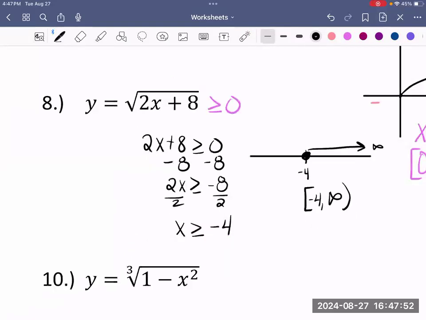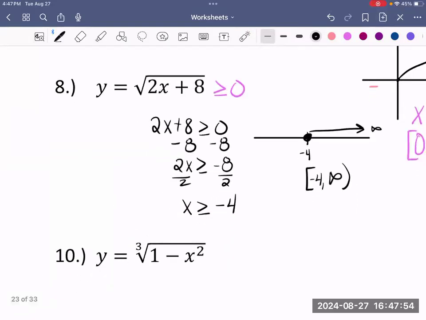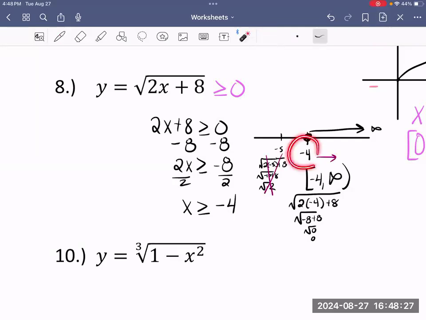And again, I'll test it one more time to show you the proof of it. So let's test negative 4. So 2 times negative 4 plus 8 under the square root will produce negative 8 plus 8, which is the square root of 0, or 0. If we chose, let's say, negative 5, we have 2 times negative 5 plus 8. So negative 10 plus 8 is the square root of negative 2, not real. Which means anything higher than negative 4, and negative 4 itself, will produce positive numbers.